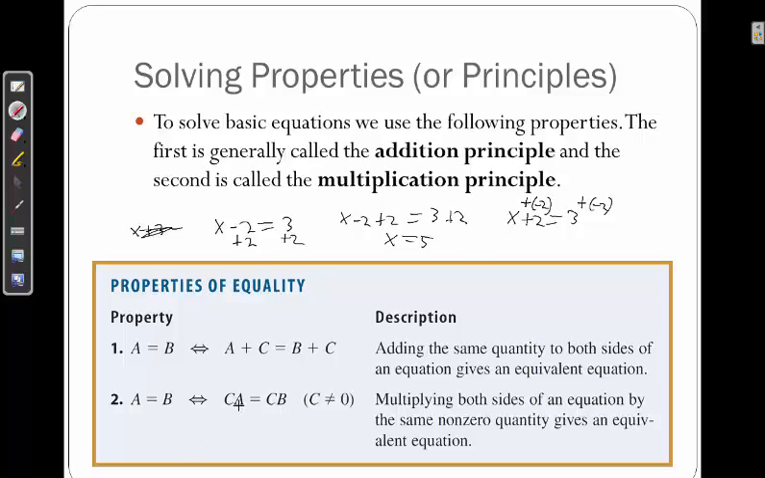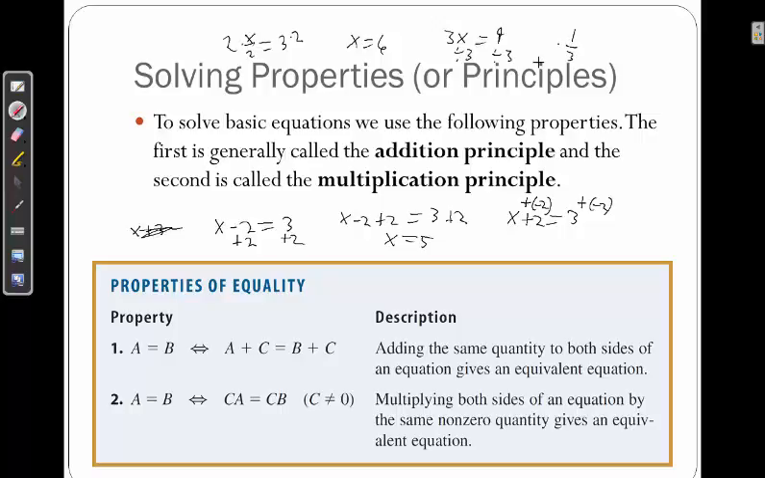Similarly, you can multiply something into both sides of an equation. So if I had x over 2 equal 3, I can multiply both sides by 2. I get x equals 6. I can also divide something into both sides, because dividing by something is, as we've said many times, the same thing as multiplying by the reciprocal.